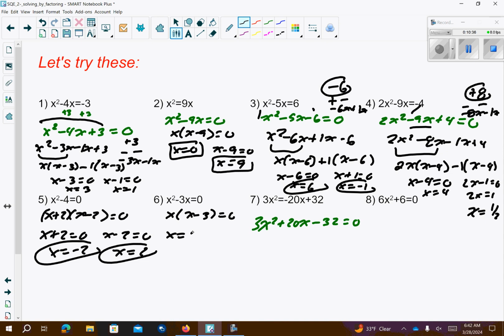For problem number 6, I can factor an x out of both. So I'm going to get x equals 0. X minus 3 equals 0. So there's one answer. Add 3 to both sides. There's my other answer.